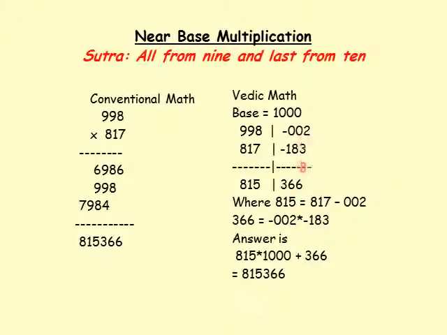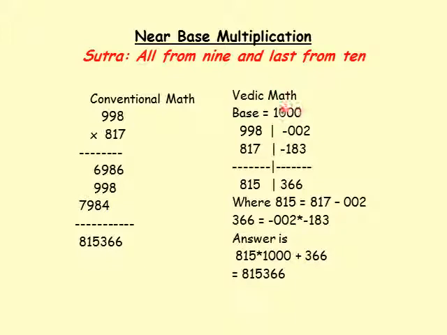On the right side, we vertically multiply the deviations. So minus 2 is one deviation, and minus 183 is the other deviation. We multiply them together vertically. The answer is 366, and minus times minus gives a plus. The answer is 815366.